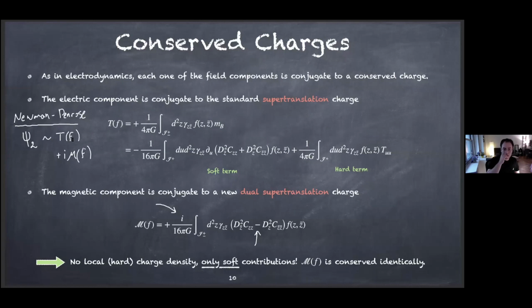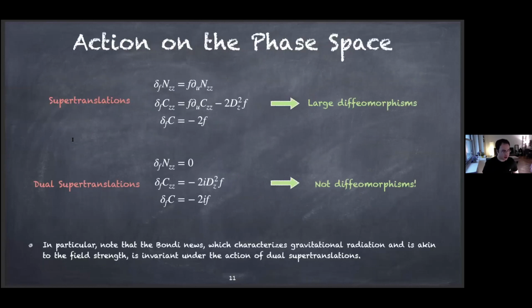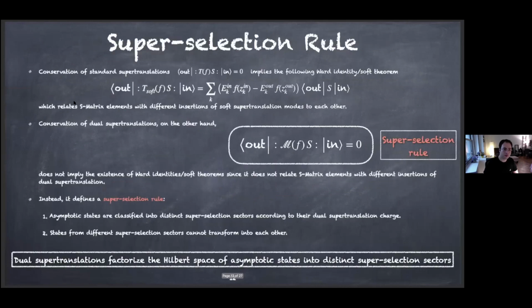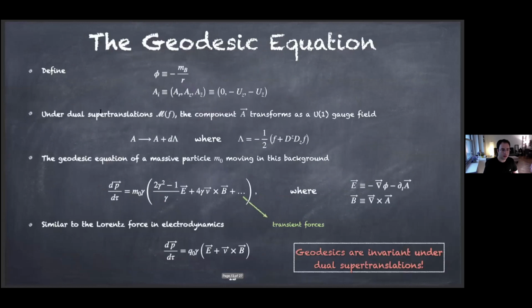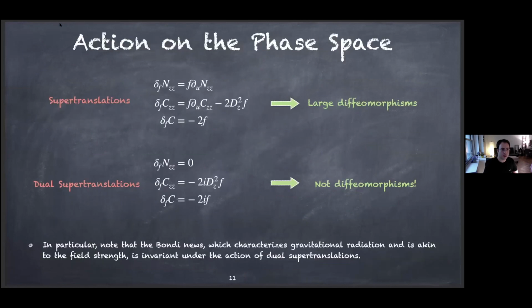Okay. So now I want to describe a few properties of the dual supertranslation charge and the magnetic mode. I will take a few minutes to describe the properties, and then I will present some applications. So the first property that I want to discuss is the action on the phase space. Let's start by reviewing the action of supertranslations. It is given by these formulas here.